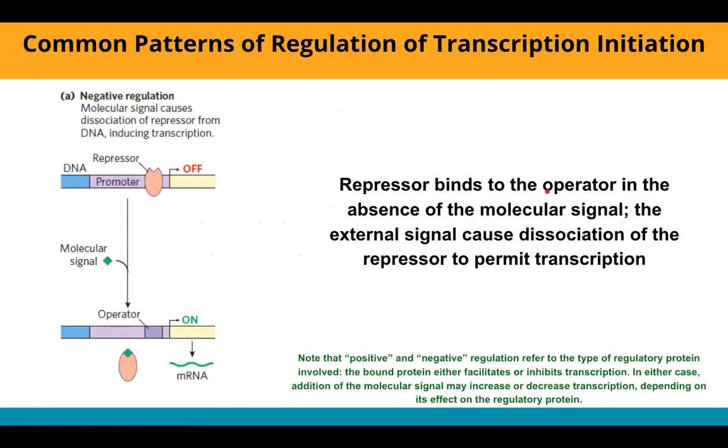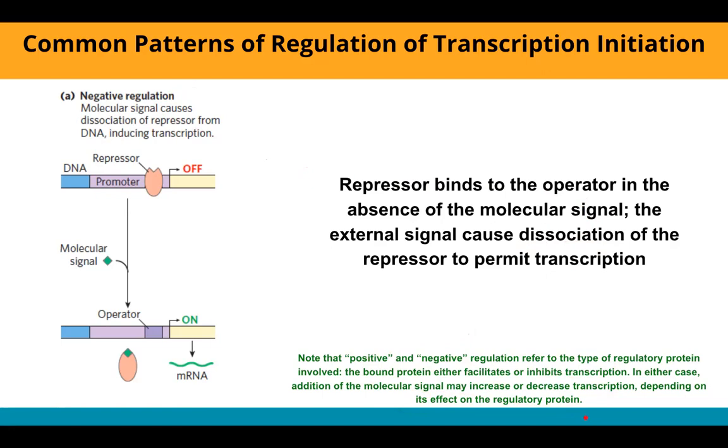So we have common patterns of regulation of transcription initiation. So again, you have negative regulation. For this one, a repressor binds to the operator in the absence of a molecular signal. The external signal causes dissociation of repressor to permit transcription. Now, please take note that the positive and negative regulation refer to the type of regulatory protein involved. The bound protein either facilitates or inhibits transcription.